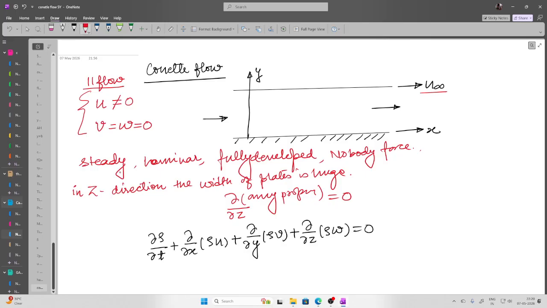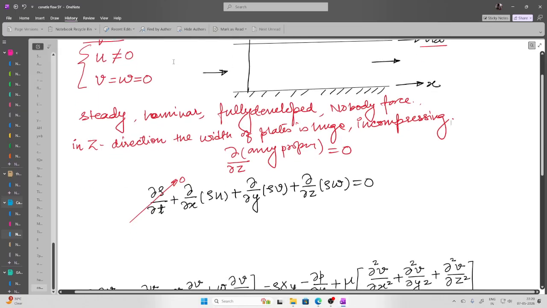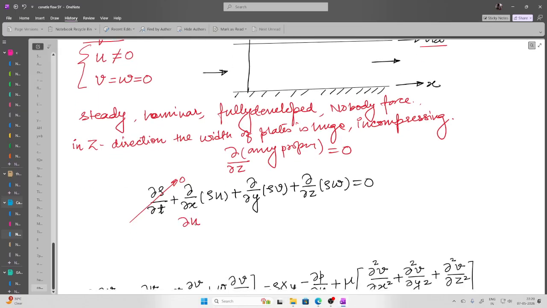Now, as the problem is steady, this will vanish. Apart from this, one more very important assumption is there: incompressible. That means the density doesn't change. So the moment you say incompressible, rho will come out, and as rho can't be 0, this equation will simply get reduced to del u by del x plus del v by del y plus del w by del z, and that is equal to 0.